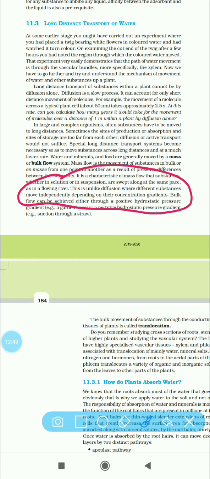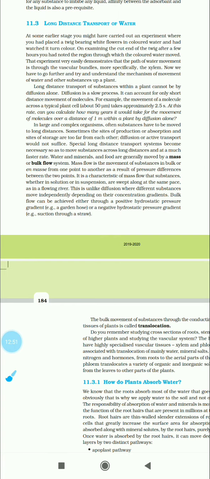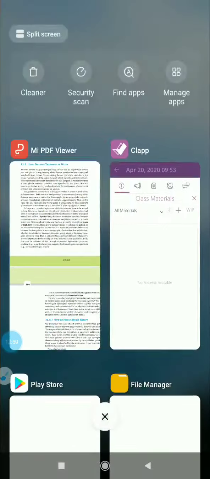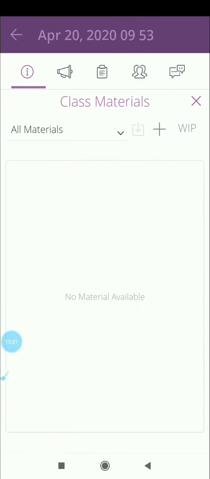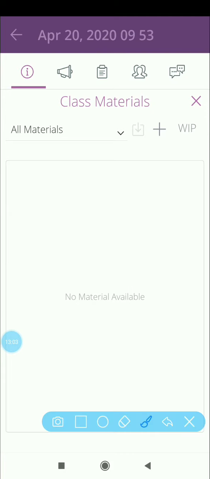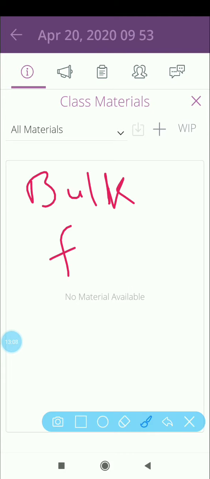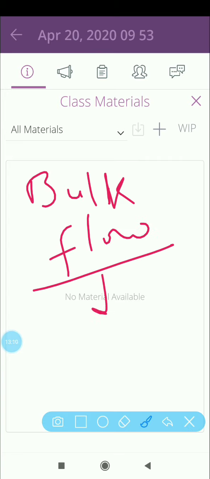Now here they have explained two things, that is positive hydrostatic pressure gradient and negative hydrostatic pressure gradient. So remember that to achieve the bulk flow, there are two mechanisms.